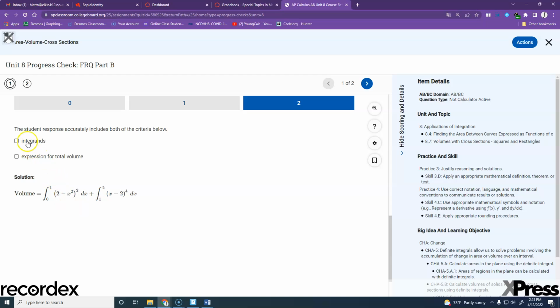Yeah, you get a point for the integrands, which is this 2 minus x squared, squared and the x minus 2 squared, squared, or to the 4th. And then the total expression would be making sure your limits are right and adding them together. What if you were to just have the intervals, not have volume? I think you'll be okay if you don't have volume equals. Are you trying to destroy somebody's grade?